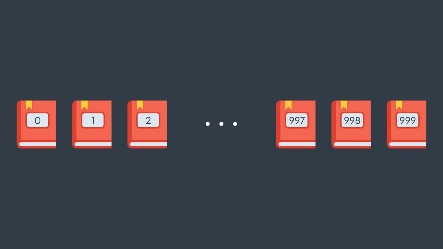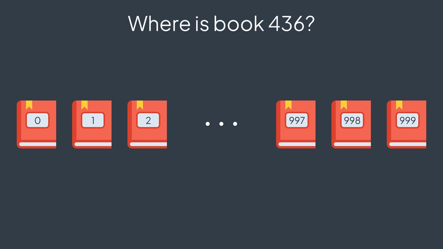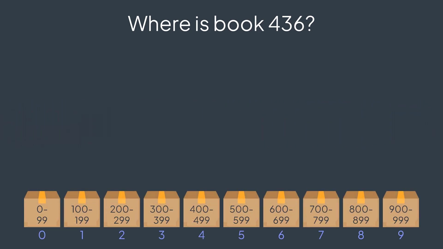Imagine that you have 1000 books labeled from 0 to 999. Let's say that you're searching for the book 436. You remember that these books are organized into 10 boxes of 100 elements. The first one contains books from 0 to 99, the second one from 100 to 199, and so on. How to know which box to search in? You simply divide the number of the book you're searching for by the size of a box, because here they have the same size.